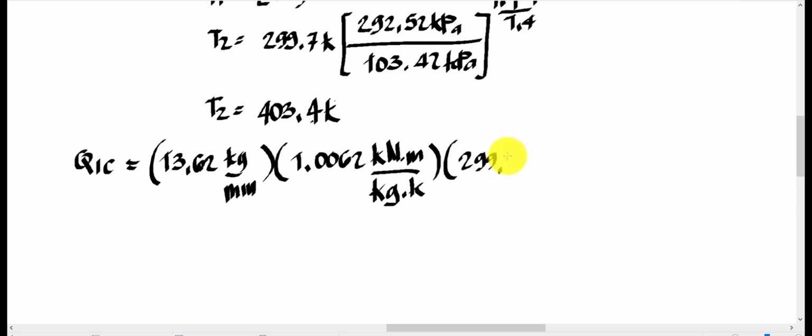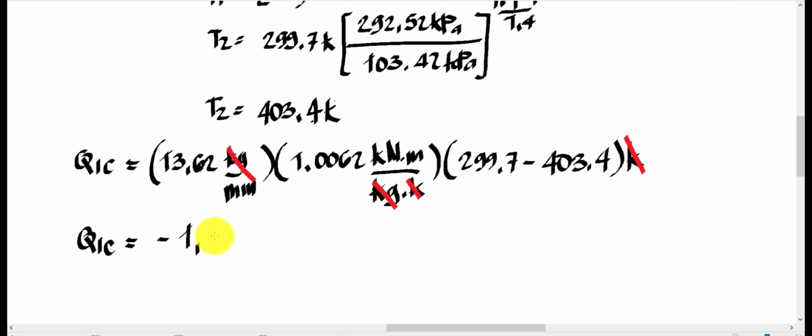So we have 299.7 minus 403.4, so this is Kelvin. So the units cancel out, so kilogram cancels out. Okay, so we have your Q. The intercooler is now equal to negative 1421, so this is kilojoule per minute. So take note, the negative sign indicates that the work is being supplied and heat is being produced by the system.